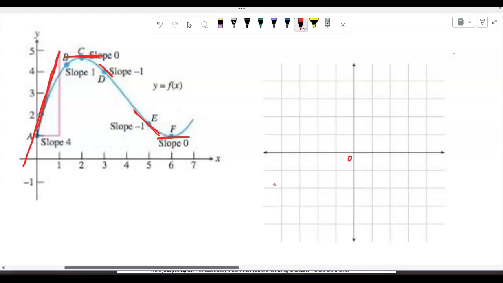So you put the values 4, 1, 0. You start at 4. So at 0, the slope is 4, and you put a dot. At 2, the slope at b is approximately at 1.5. Correct? So at 1.5, the slope is 1.